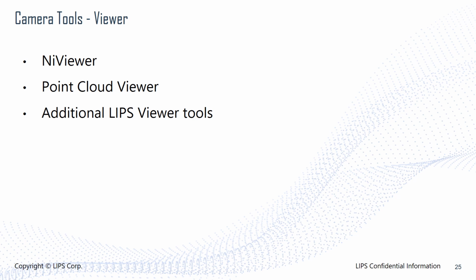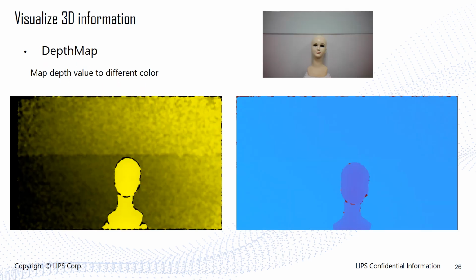And getting started with a brief overview of its tools, the main utilities from the LIPS Edge SDK are NI Viewer or Depth Viewer for latest releases, and Point Cloud Viewer for viewing point clouds. And there are also additional LIPS Viewer tools that are installed with the LIPS Edge SDK. As a general overview, let's start explaining what is a depth map in 3D vision.